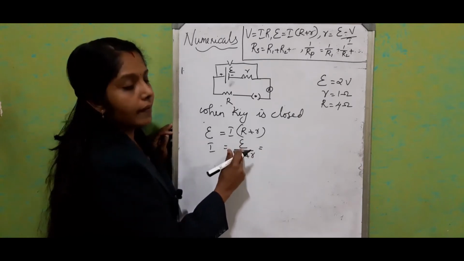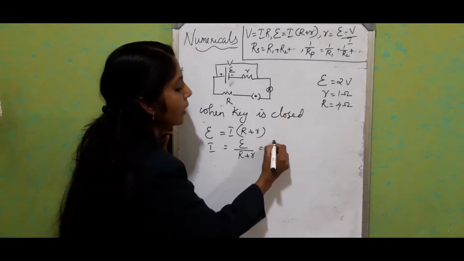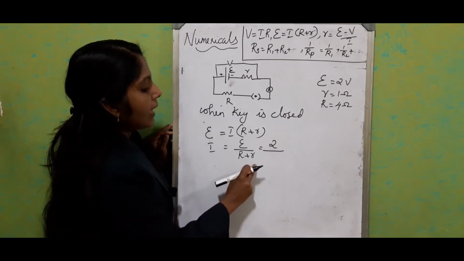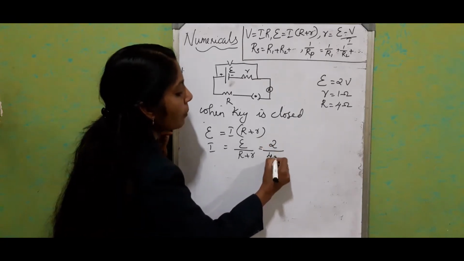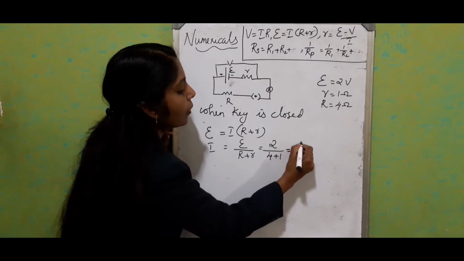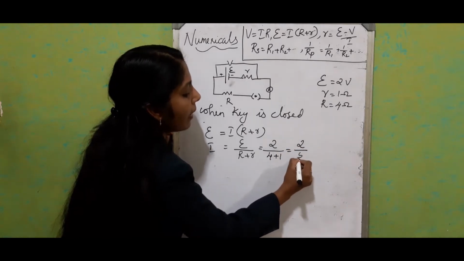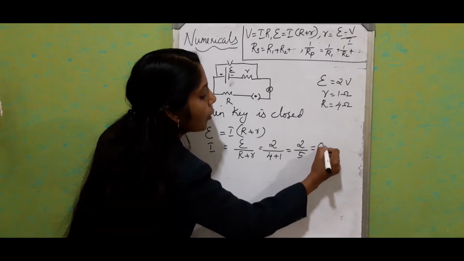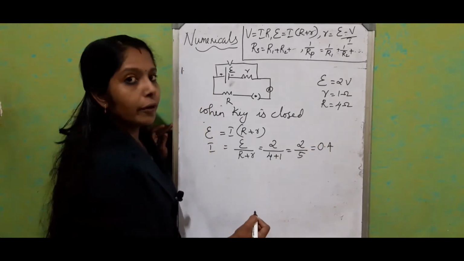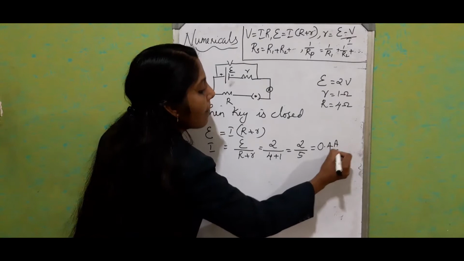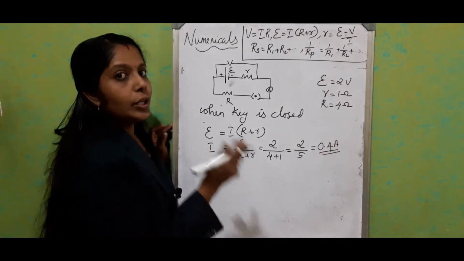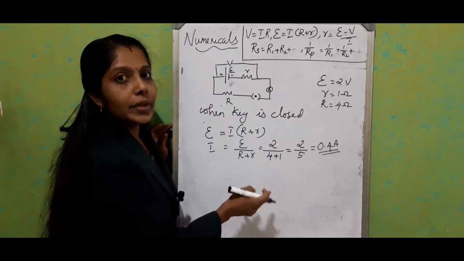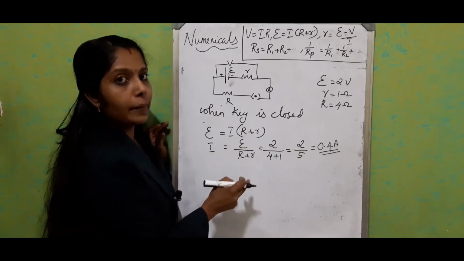Now we will substitute the values. What is epsilon? Epsilon is 2 volt divided by R plus r. That is 4 plus 1, that is equal to 2 divided by 5. What is 2 divided by 5? It's equal to 0.4. What is the unit of current? It's ampere. Okay. So when the key is closed, the current drawn in the circuit is 0.4 ampere.